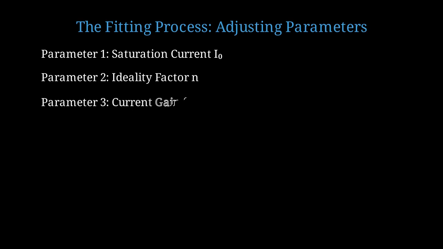Third, the current gain beta. This tells you how much the collector current increases for each unit increase in base current. For a good transistor, beta might be 100 or more. The collector current equals beta times the base current. This is the fundamental amplification equation for a bipolar transistor.